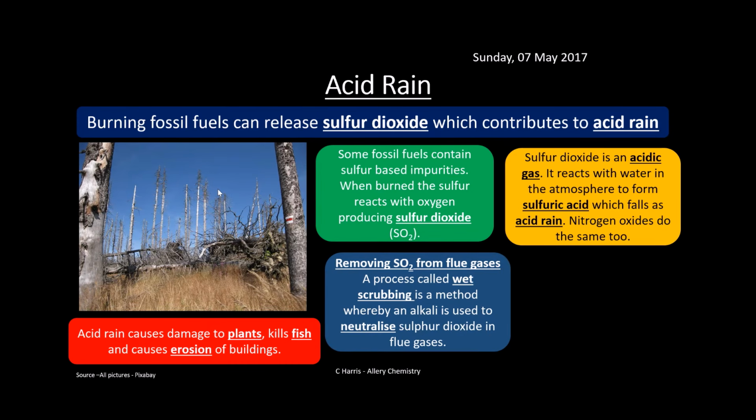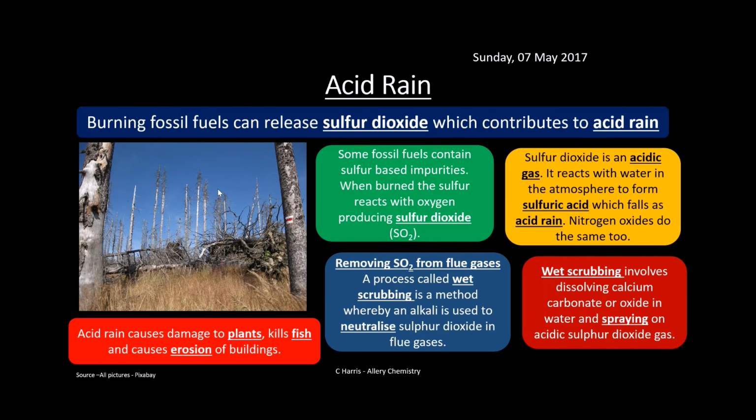So if we can remove this sulfur dioxide, in particular from things like chimneys in factories, we can use a process called wet scrubbing. And this is basically where we're using an alkali to neutralize the sulfur dioxide in the flue gases. And by doing that, obviously, we can form compounds which we can actually use. We can use it to make plasterboard, etc.